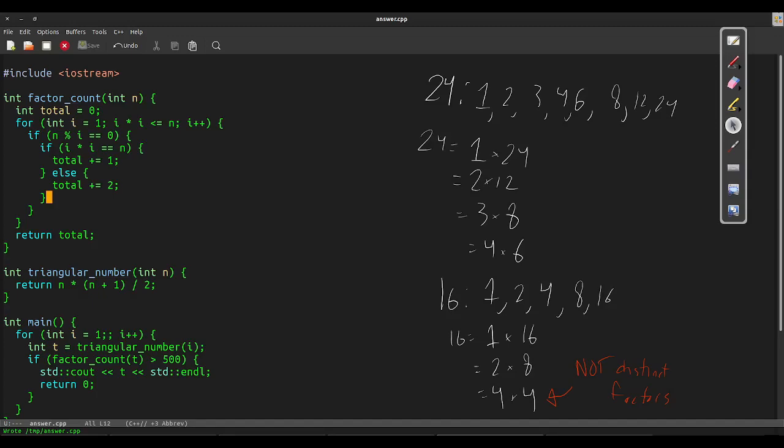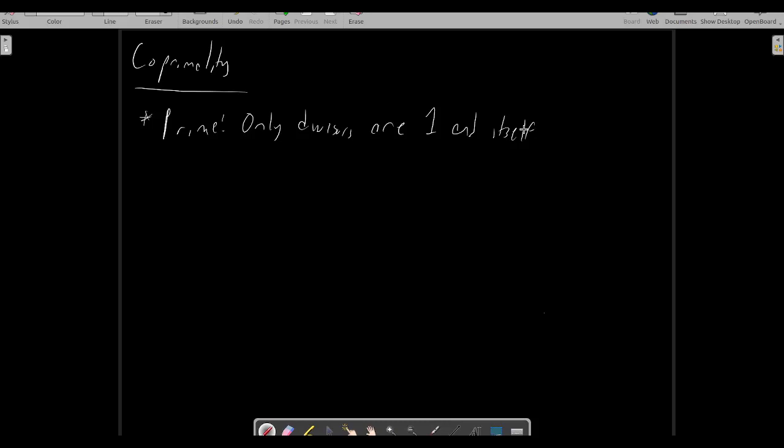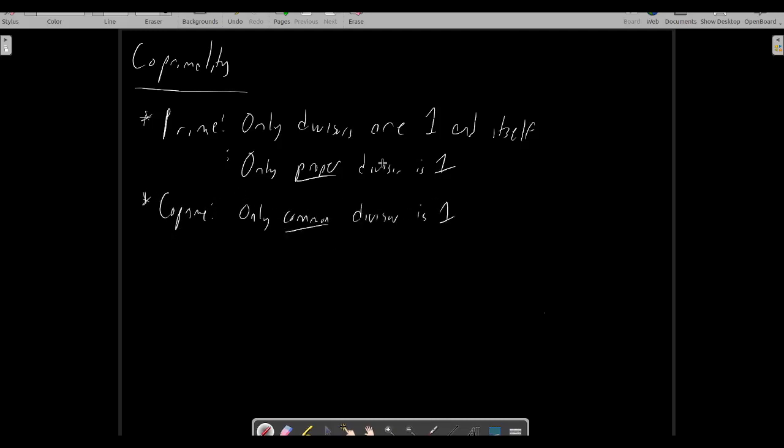To optimize this program even further, we need to talk about coprimality. We've discussed prime numbers several times in this series. A prime number is a number whose only divisors are 1 and itself. Worded slightly differently, a number is prime if its only proper divisor is 1. Two numbers are coprime or relatively prime to one another if the only factor they have in common is 1.